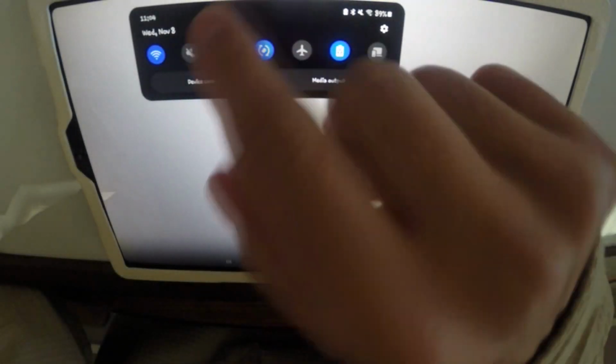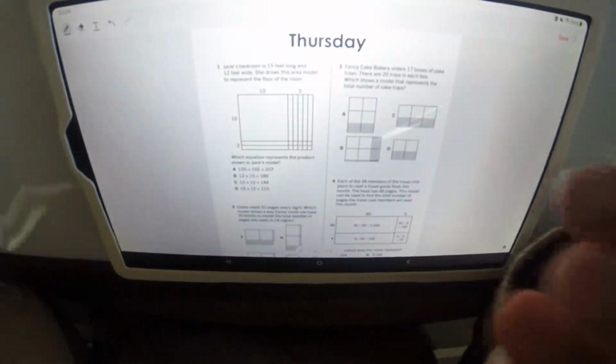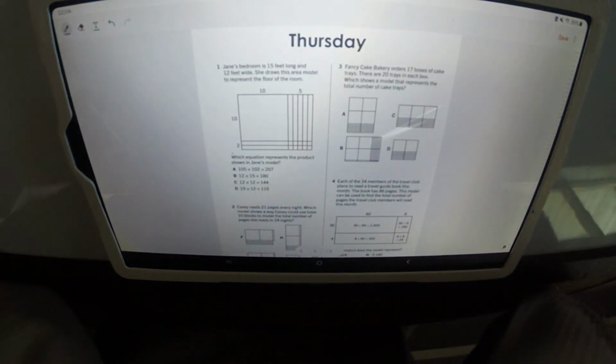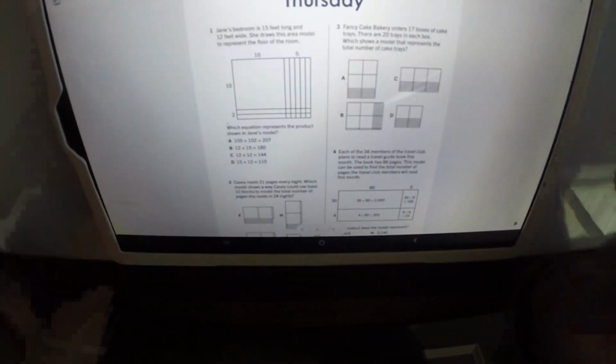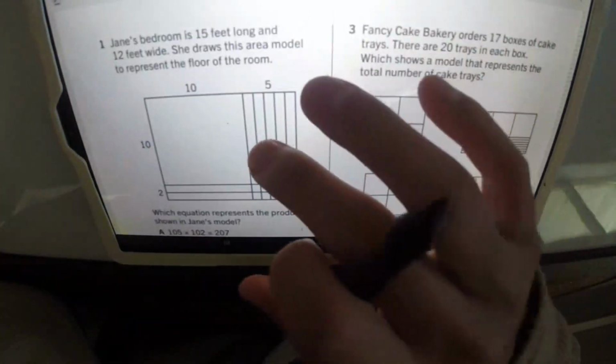Okay, so this is the homework for Thursday, November 9th. Math homework for Dylan. Let's get through it, see what happens. So number 1.